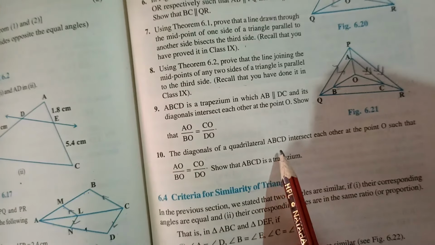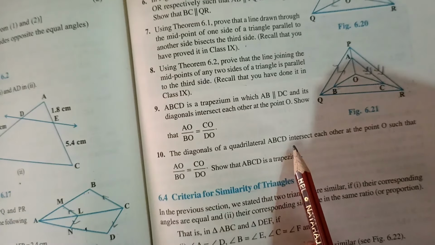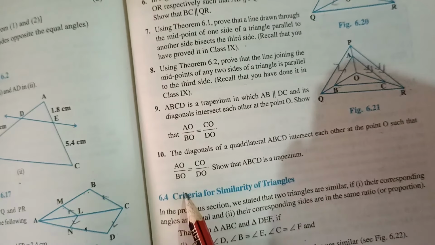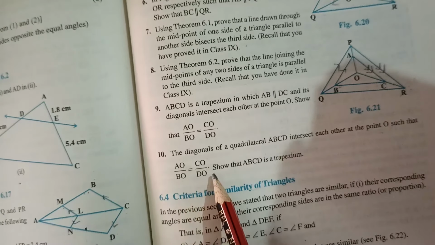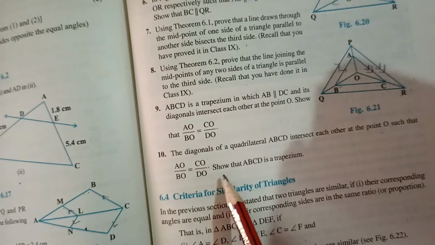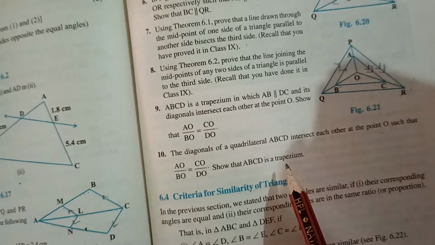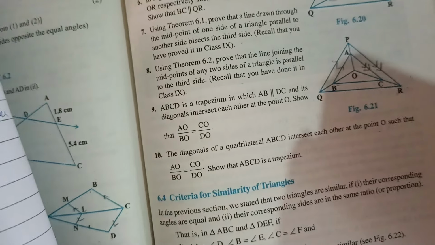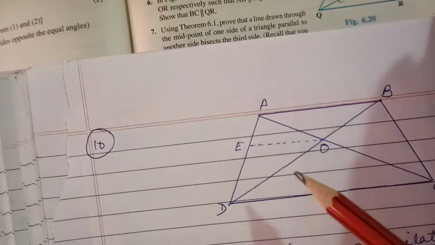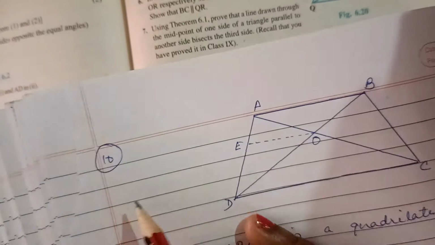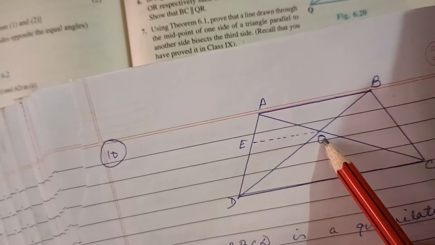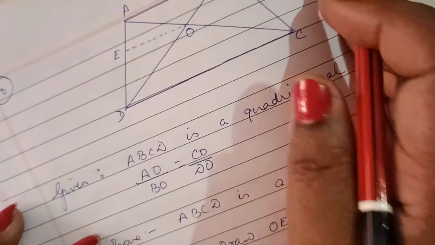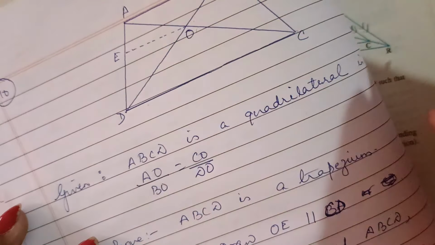And let us do the last question of this exercise. The diagonals of a quadrilateral ABCD intersect each other at point O such that AO by BO equals CO by DO. Show that ABCD is a trapezium. So let us start that. Now for this we have taken a quadrilateral ABCD in which AO by BO equals CO by DO. This is given. Now what we have to prove? We have to prove that ABCD is a trapezium.